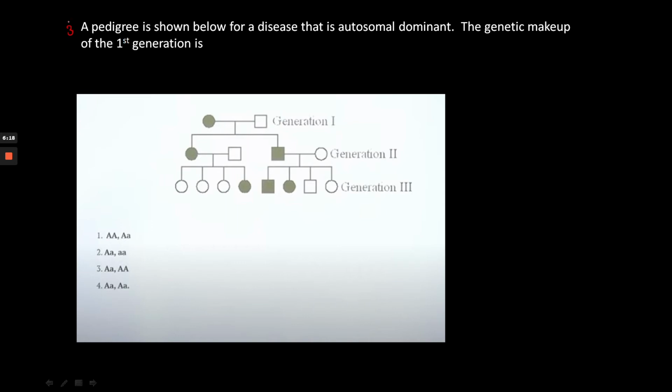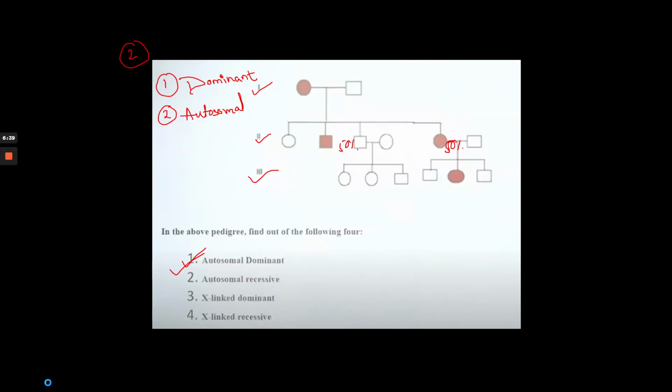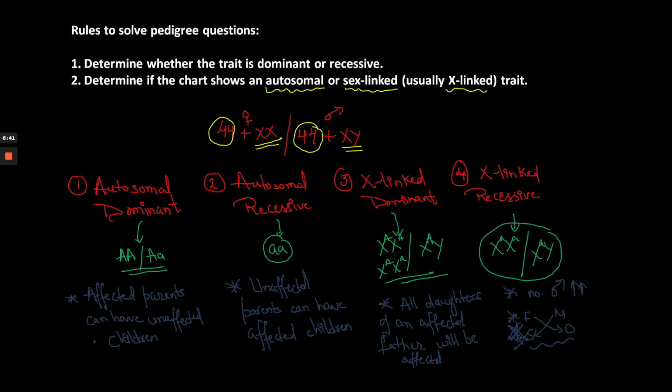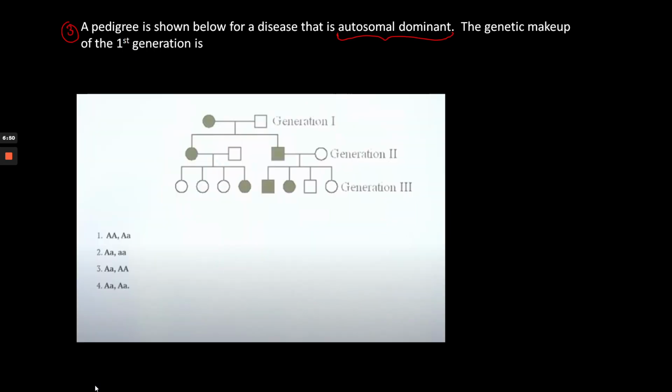Now the third question, third example. A pedigree is shown below for a disease that is autosomal dominant and the genetic makeup of the first generation is. Okay, so they have told us that it is autosomal dominant, and in the case of autosomal dominant, if you remember, the genotype can either be in homozygous dominant condition or heterozygous condition. So affected individual will be having either the homozygous dominant or the heterozygous condition.